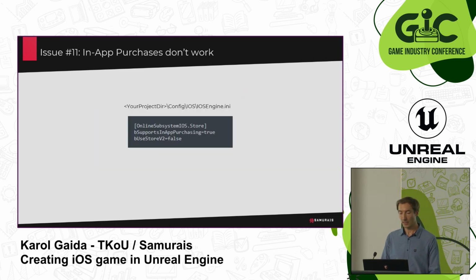Then we need to add the iOS engine config file, and inside this file we need to enable the in-app purchases and disable the second version of the App Store API if we are not using it. In my case, the second version doesn't work at all, and I have to disable it completely to make the purchases work.